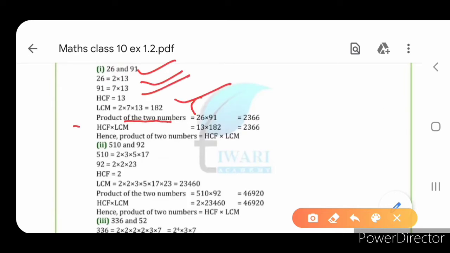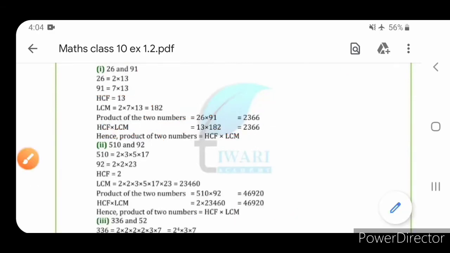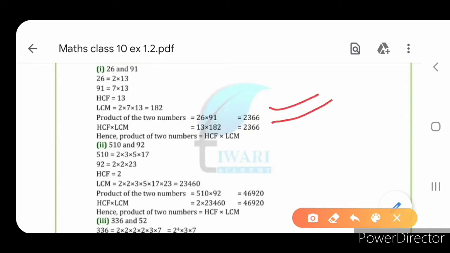Given 26 into 91, that will be 2366, and HCF into LCM, it means 182 into 13, then our result is what? 2366. So it is verified that the product of two numbers is equal to HCF into LCM. Here the product of two numbers, it means 26 into 91, is equal to their LCM into HCF, it means 182 into 13. This is verified.